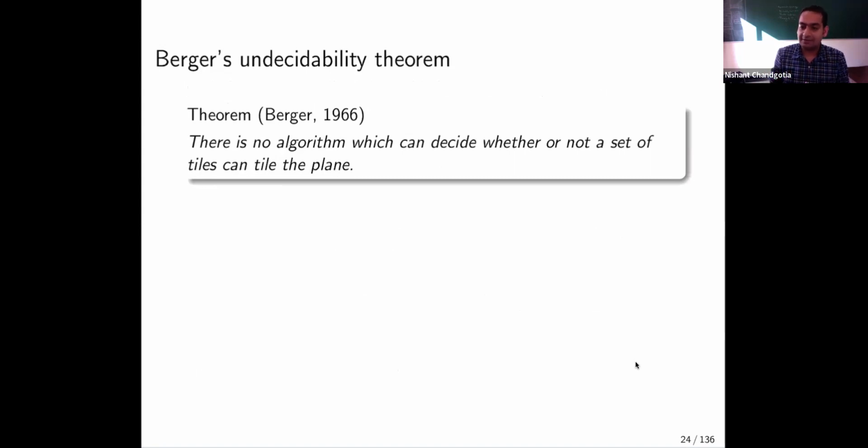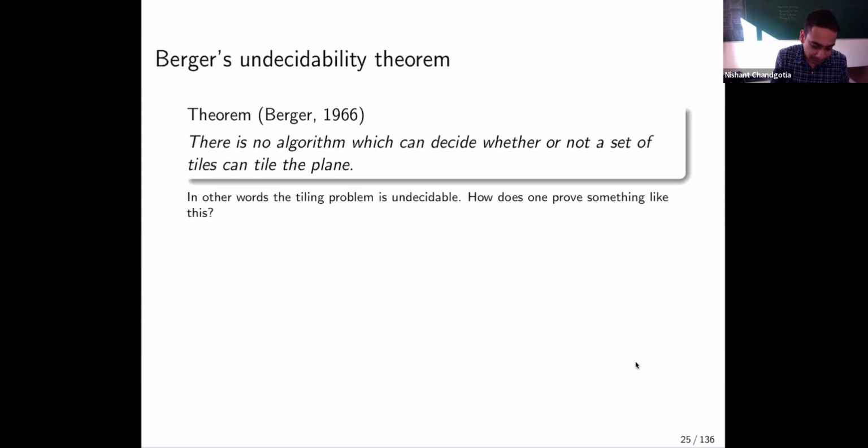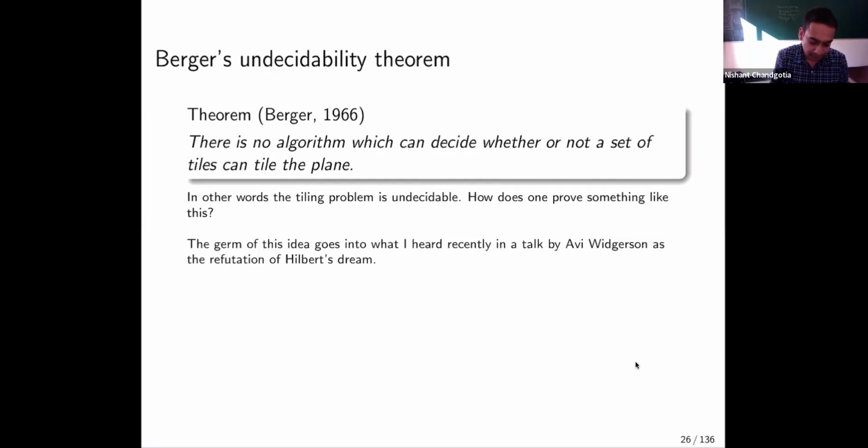So you can write down an algorithm. If I give you a specific set of tiles, maybe you'll be able to give me a yes or no answer. But in generality, for every tile set, there does not exist a common algorithm. In other words, this problem is undecidable. So here's a question: how does one go about proving this? Let me give you a flavor of how one goes about proving something like this.